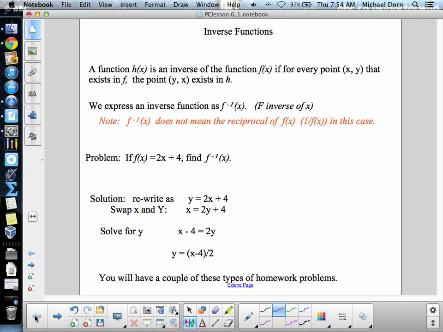So f to the negative 1 of x is not 1 over f of x. It's not the reciprocal of f of x. It's the inverse function of x.